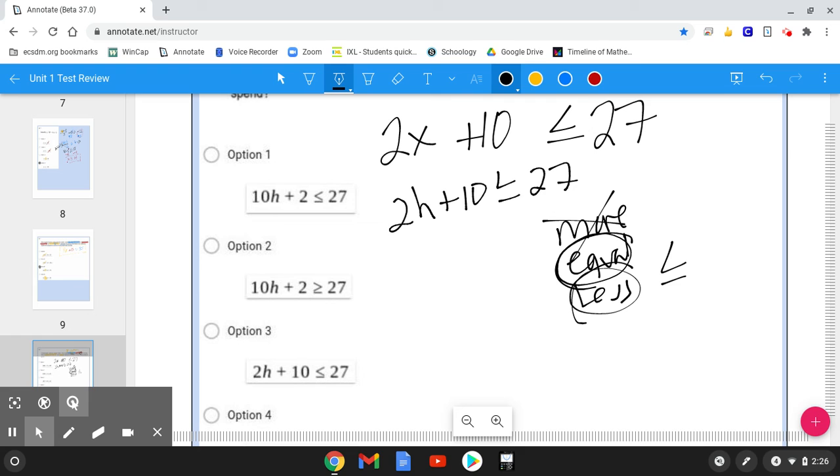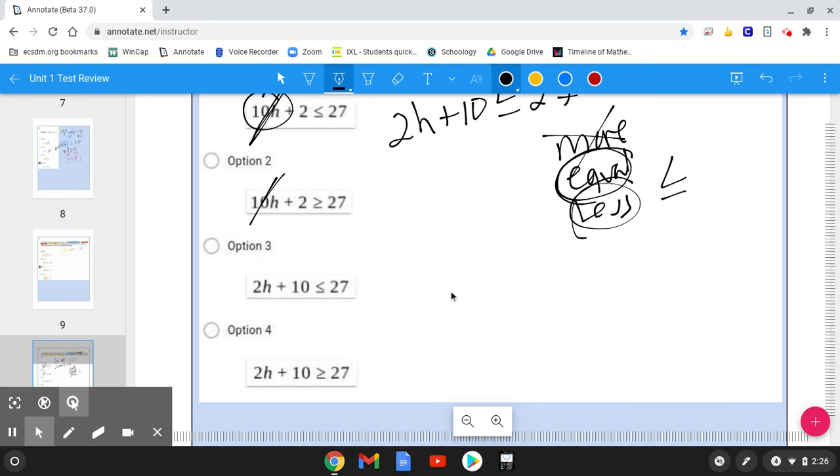So option 1, this 10h means that they're charging $10 per hour. That's not true. It's a $10 one-time fee, so it can't be option 1 or 2. The difference between option 3 and 4 is the inequality symbol. This first one here in option 3 is a less than symbol. What does this inequality symbol mean? That is a greater than symbol. So our answer is option 3.